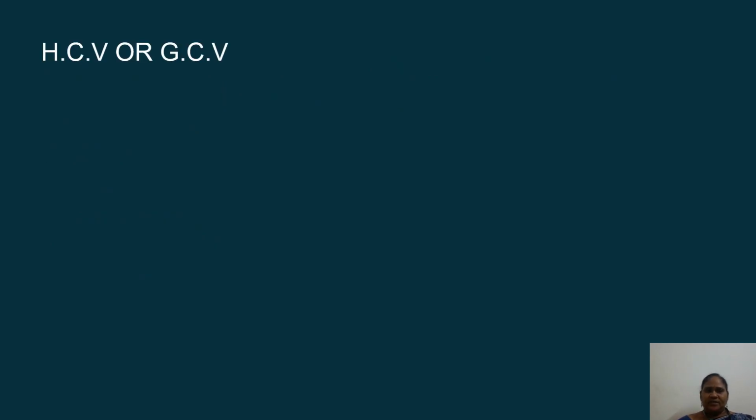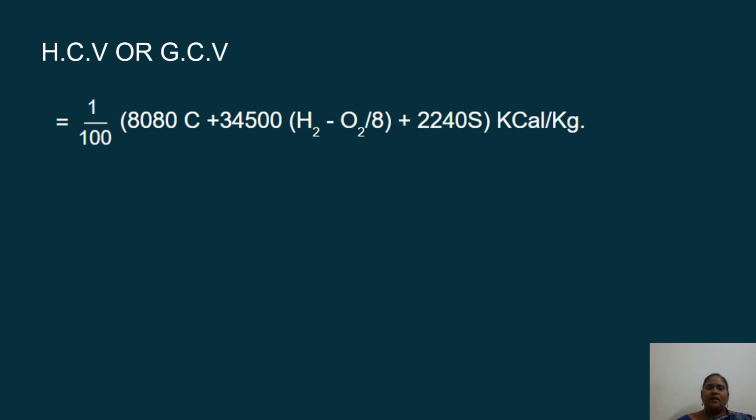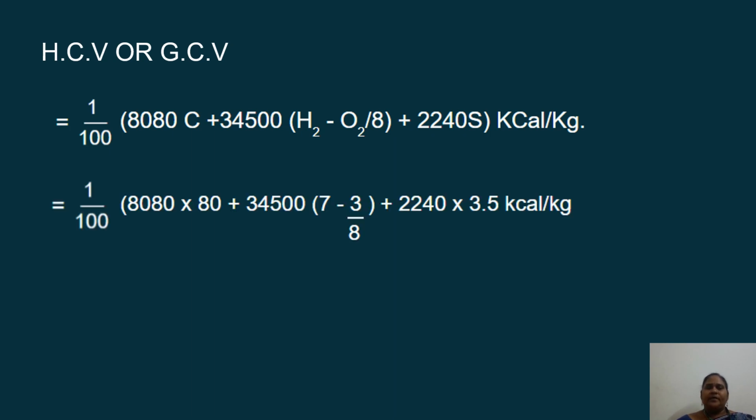The HCV or GCV by Dulong's formula is calculated as 1 by 100 into 80 C plus 34,500 into H minus O by 8 plus 2240 S kilocalories per kilogram. Upon substituting the values of carbon, hydrogen, oxygen and sulfur, we will get the value as 8828.0 kilocalories per kilogram.